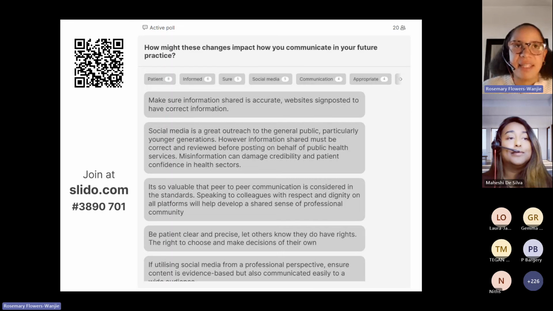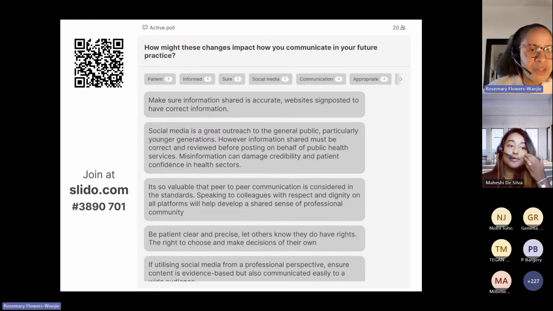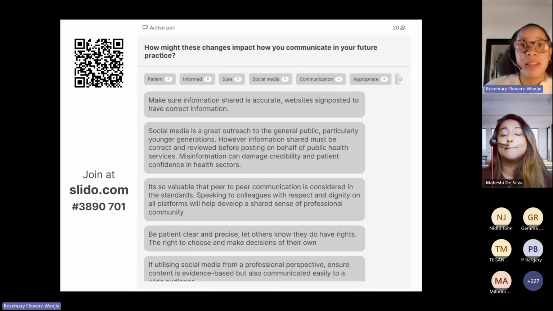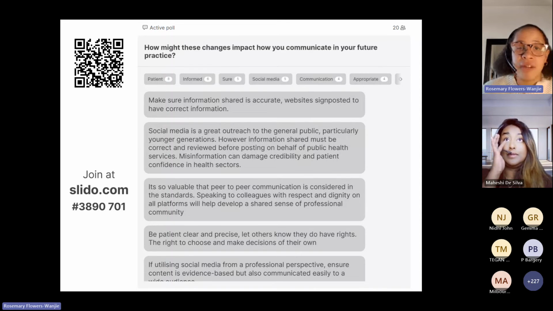Yeah, it is definitely. And I like this as well, talking about making sure content is evidence-based. That's really important to think about, the information that you're sharing, especially if you're sharing from a professional perspective, and make sure that it's easily communicated to a wide audience as well.